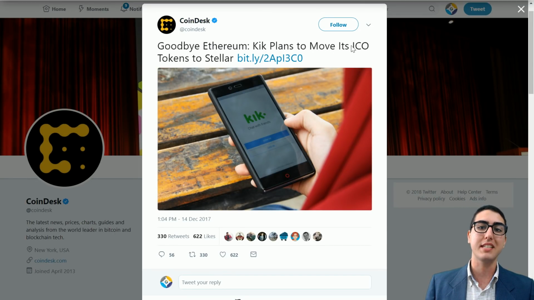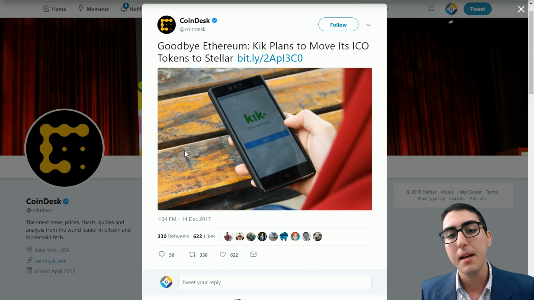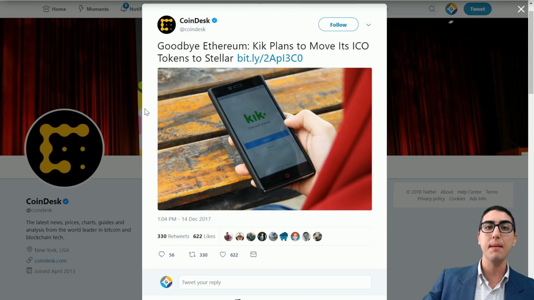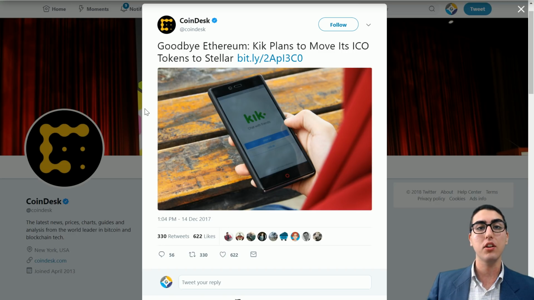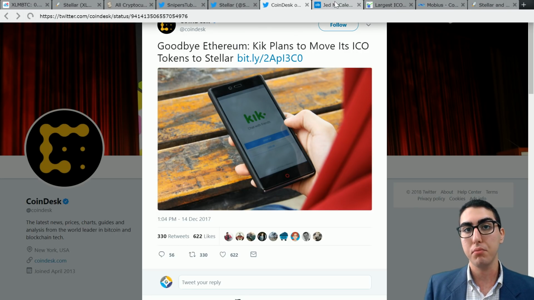Kik plans to move its ICO tokens to Stellar. Interesting article. I'm going to leave all of these articles in the description for you guys to look at. But that's just one use case right now, or use example of how Stellar is eating its way into the market now. Look at that. They're now switching over to the Stellar protocol.